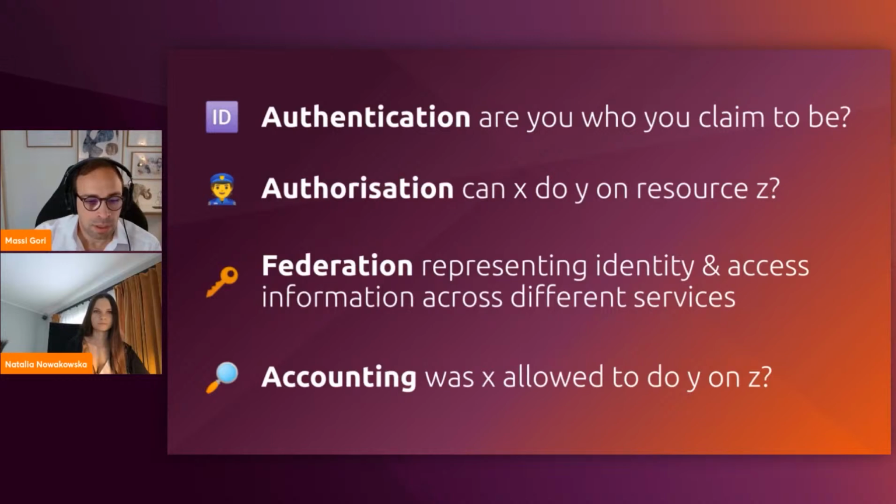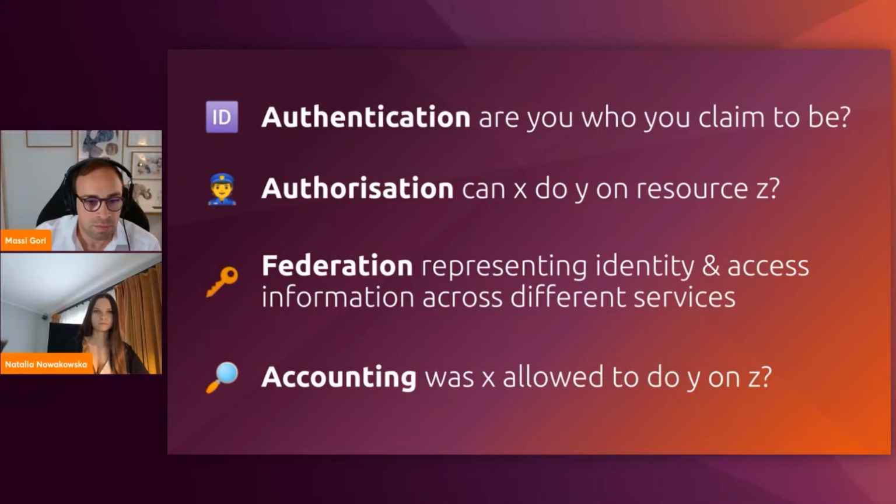For us, the functional areas of identity management are the ones that are presented here on screen. So authentication, basically having users prove who they claim they are. Authorization, so what action can they do on which resource. Federation, it is the act of representing identity and access information across different services or system boundaries. This is the case of, for example, SAML or OpenID Connect. And finally, accounting or access governance. That is the act of reviewing whether a certain person was allowed to do a certain action on a specific endpoint.